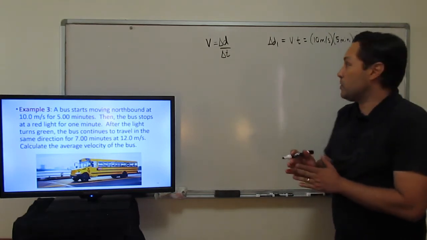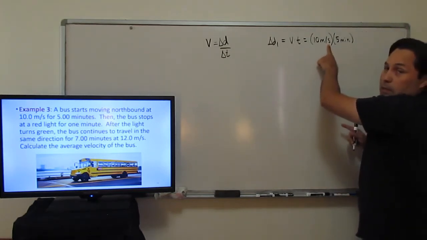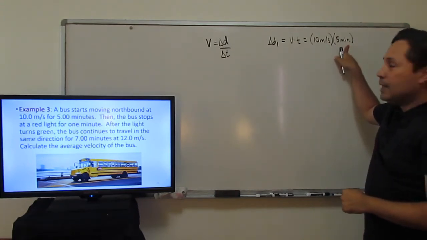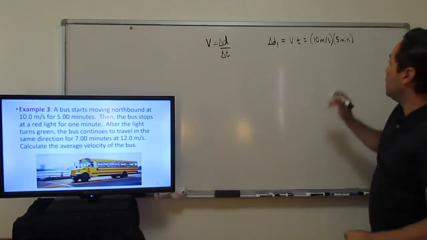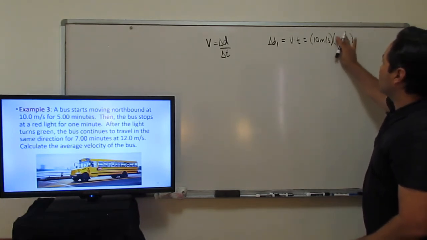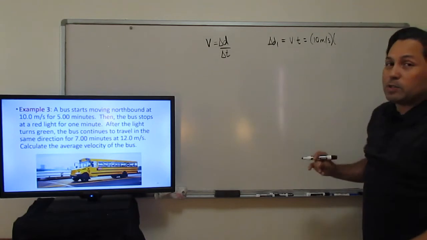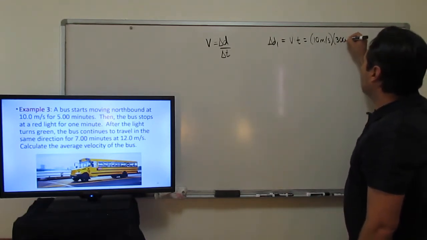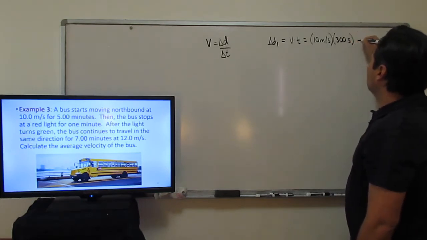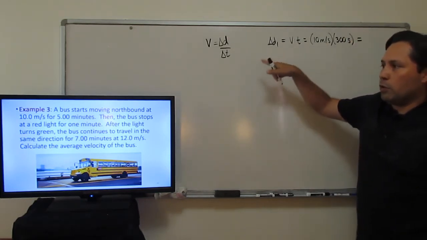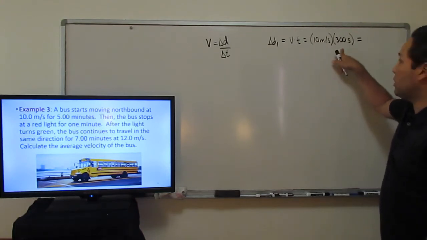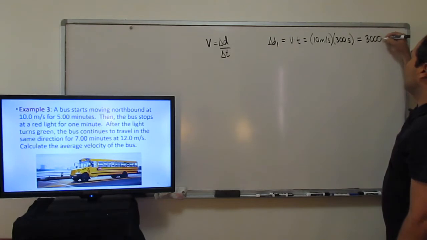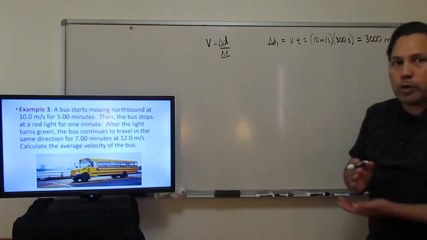The reason it's a mistake is that the velocity is in meters per second, so I need the 5 minutes in seconds. Please watch out for your units. It is 5 minutes, but what's 5 minutes in seconds? That's 300 seconds. So for the first part of the journey, it was traveling at 10 meters per second for 300 seconds. So it traveled 10 times 300, 3,000 meters. That's the first part of the journey.